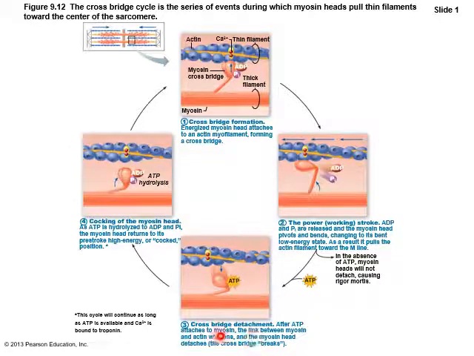Now, in order to break the cross bridge, you have to bind ATP. So by binding ATP, that changes the shape of the myosin head so that it pulls back away from the actin filament.